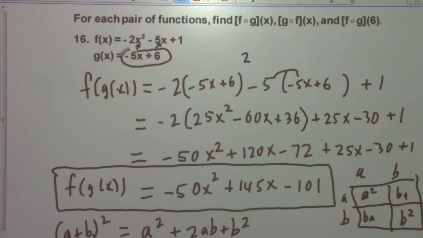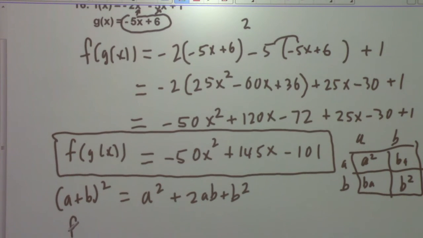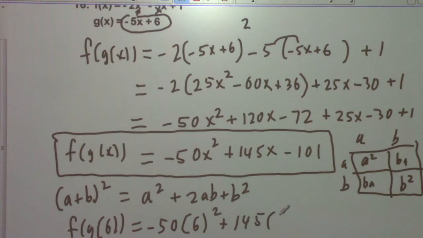Do you want me to do this g of, no, I want you to do f of g of 6. f of g of 6? Okay, well, that's easy. What you do, f of g of 6 is going to be just plugging in 6 for here. So you get negative 50 times 6 squared plus 145 times 6 minus 101.